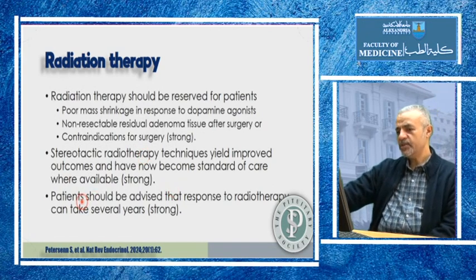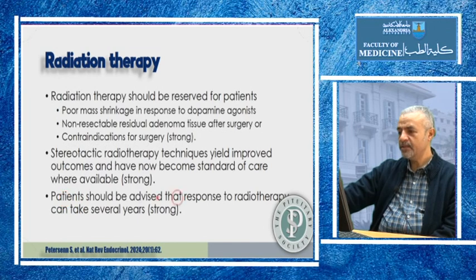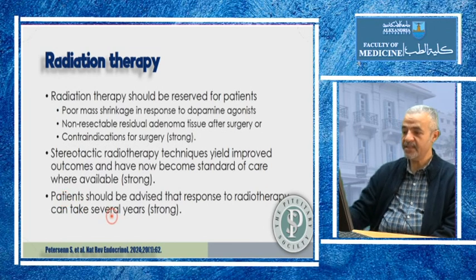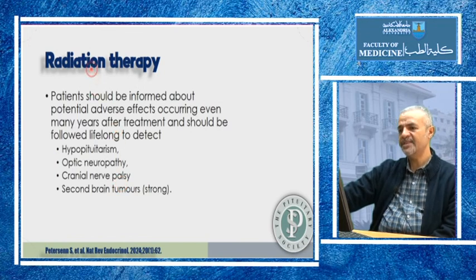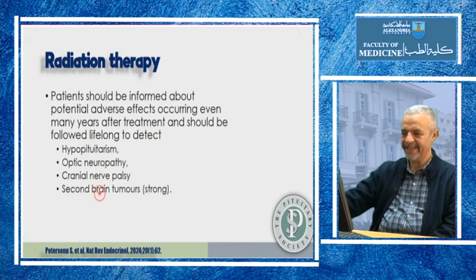One of the main limitations of radiation therapy is that the response to radiotherapy can take several years. Again, radiotherapy is non-selective, so it can lead to hypopituitarism, optic neuropathy, cranial nerve palsy, or second brain tumors.